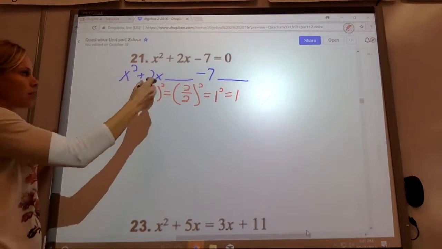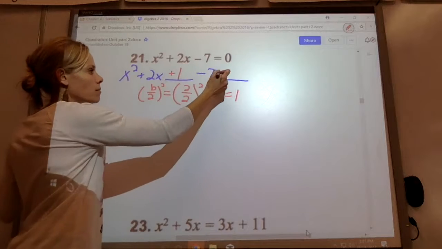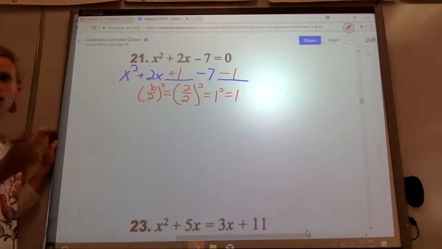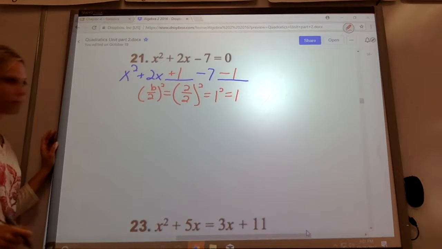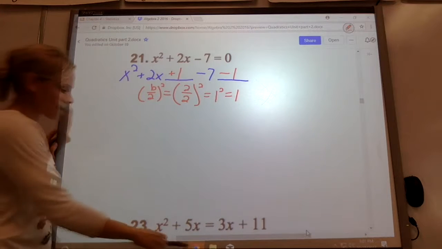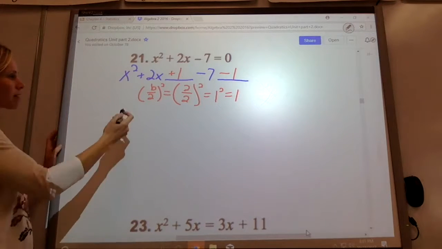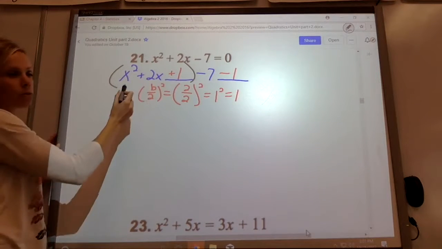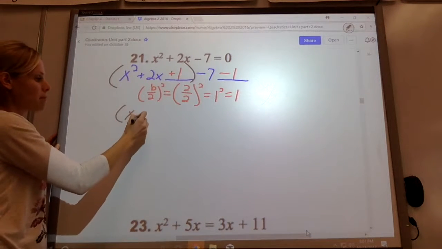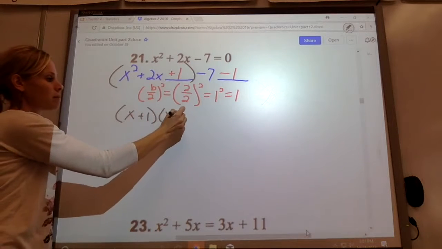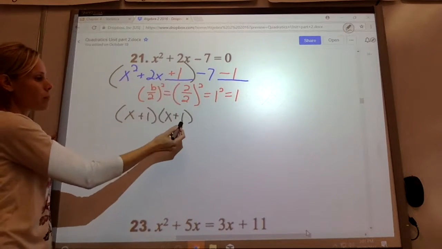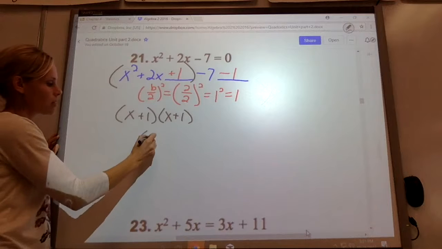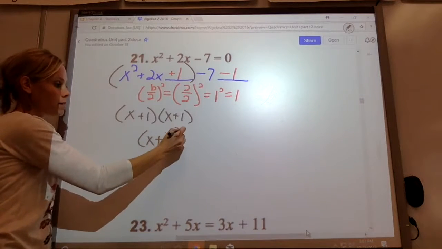So my first blank, I add the 1. My second blank, I subtract the 1. If you add it in, you got to subtract it out. Now that 1 is going to let me factor. What do I multiply equals 1 but add equals 2? 1 and 1. Right? 1 times 1 is 1. 1 plus 1 is 2, which is (x + 1) squared.